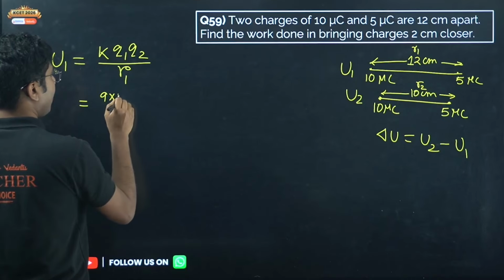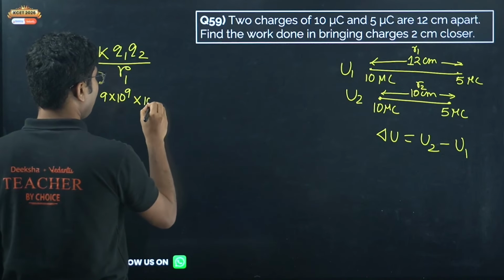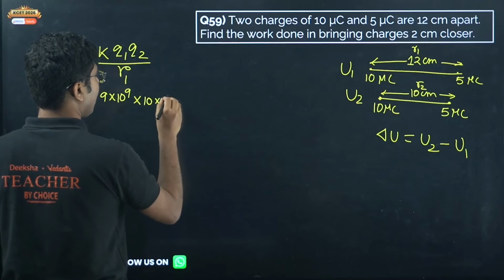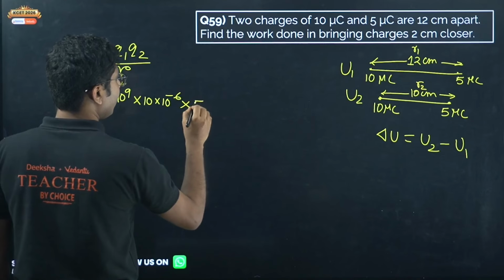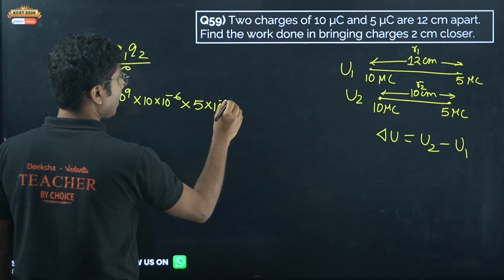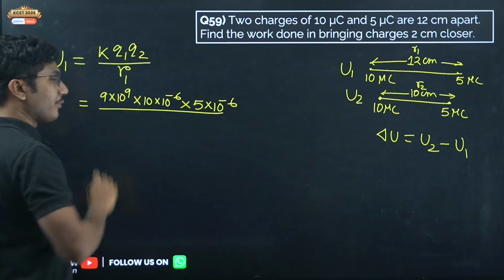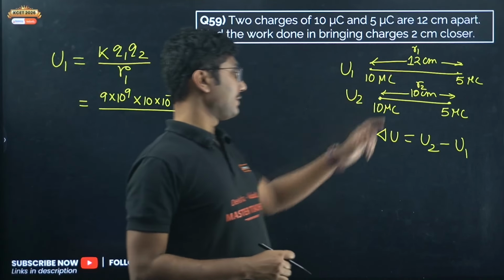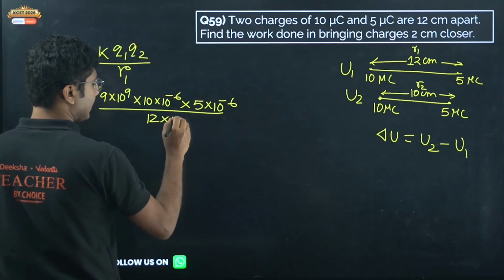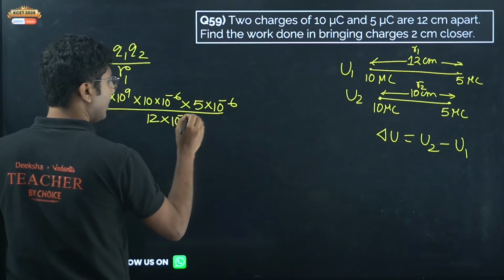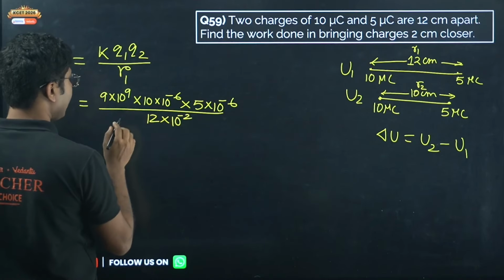9 into 10 to the power of 9 into Q1 is 10 microcoulomb, 10 into 10 to the power of minus 6. Micro means minus 6, right? We have solved so many questions in micro now. So put the values, and R1, here it is not square, it is R1 only, and distance is 12 centimeter. So as soon as you see a centimeter, you have to put a 10 to the power of minus 2 with it. Okay, now let's simplify.